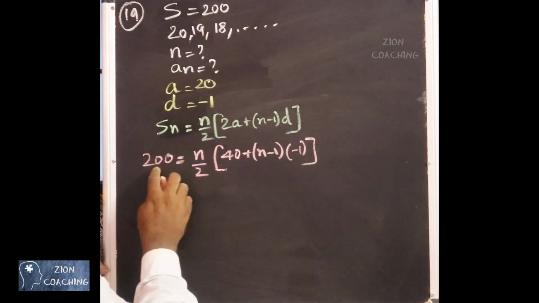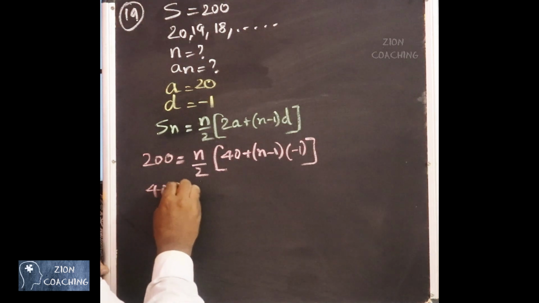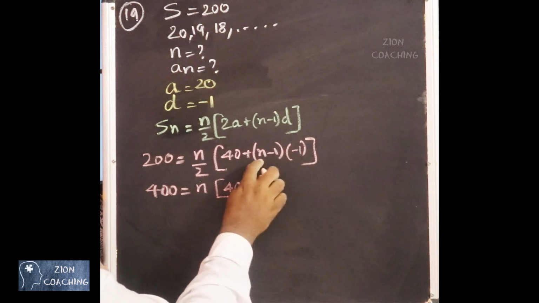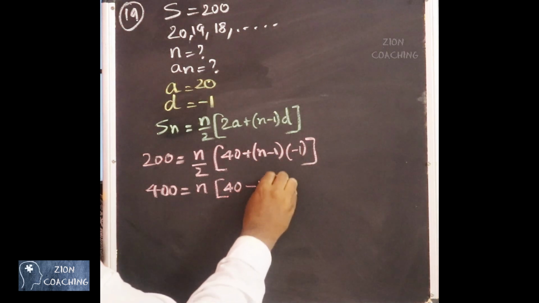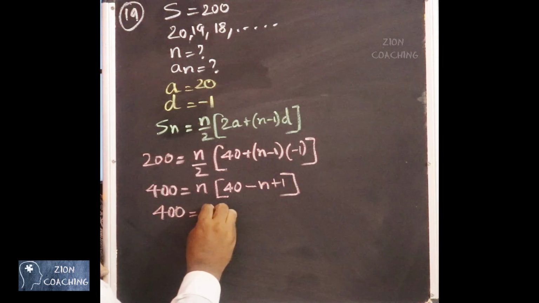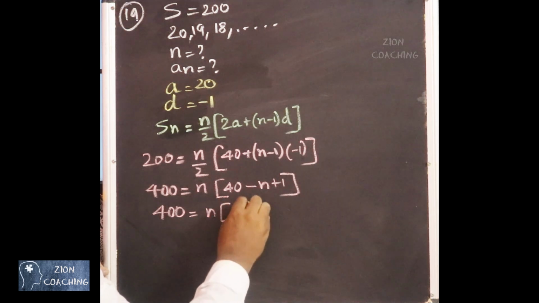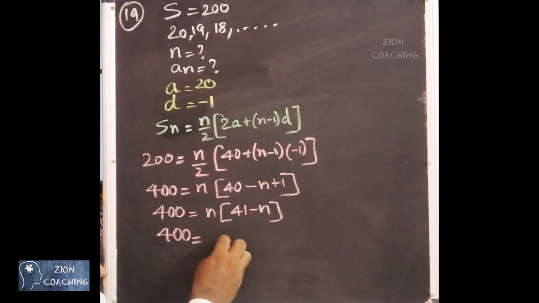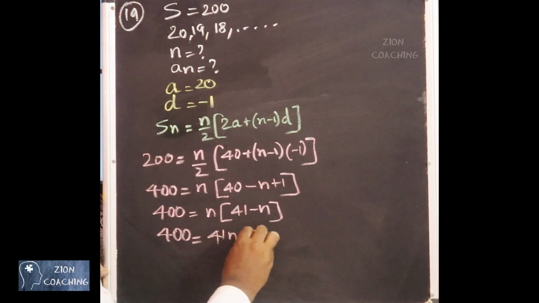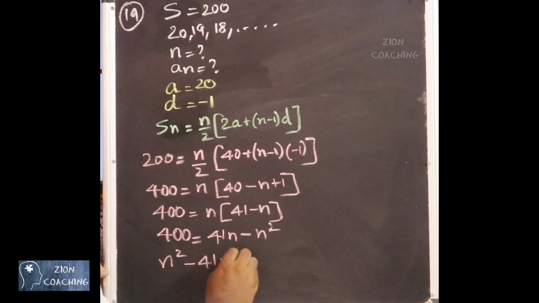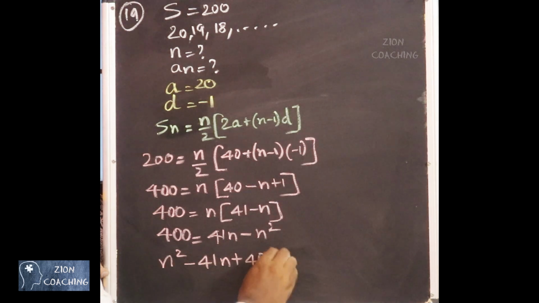So take this 2 to the other side, we will have 400 is equal to n into 40. When you multiply inside, you will have minus n plus 1. So 400 is equal to n into 41 minus n. That is 400 is equal to 41n minus n squared. When you bring everything to one side, you will have n squared minus 41n plus 400 is equal to 0.